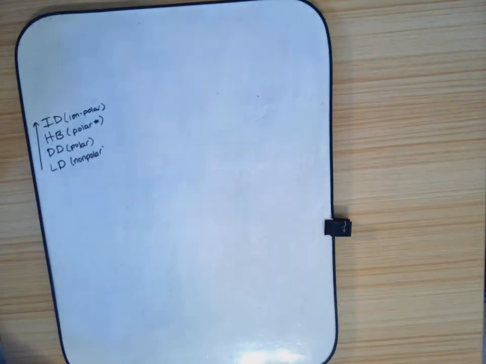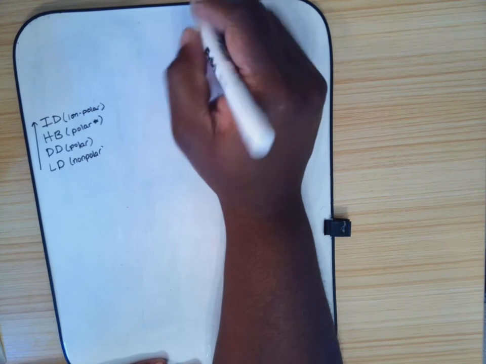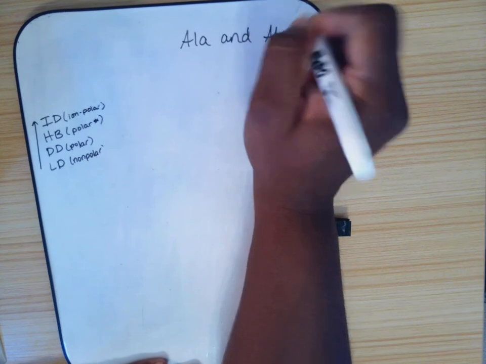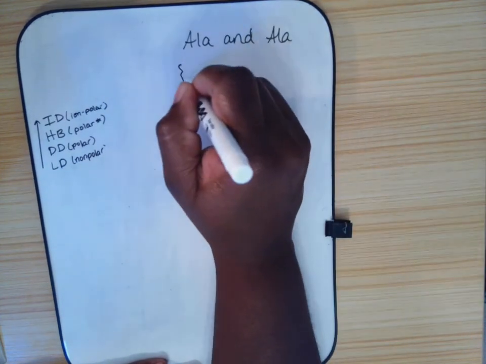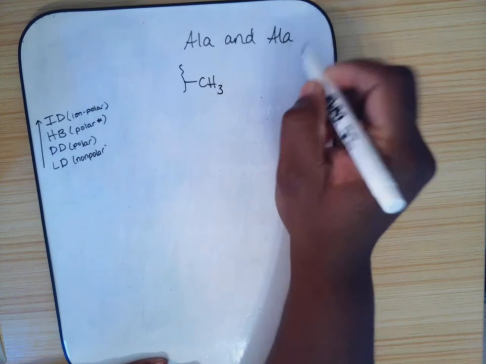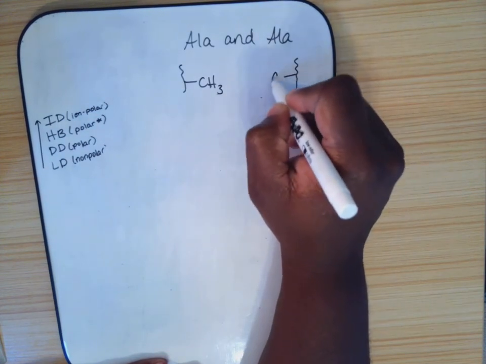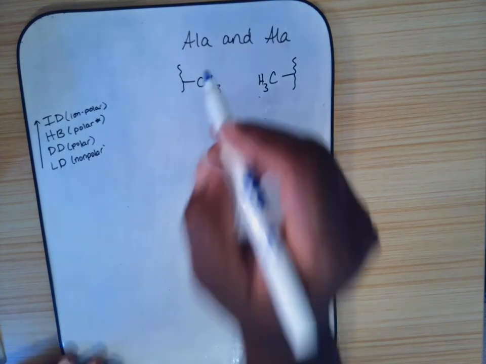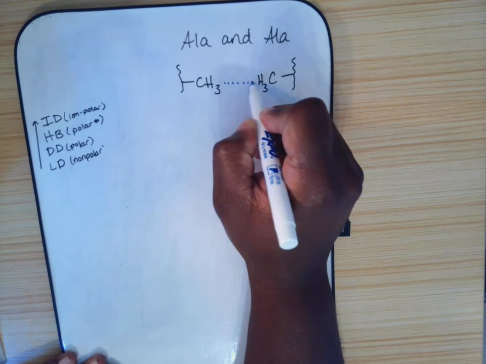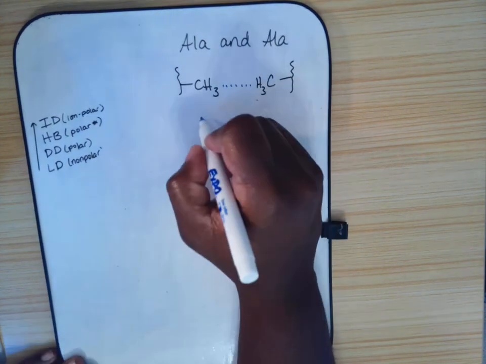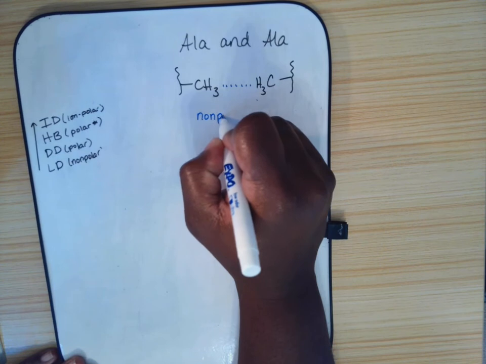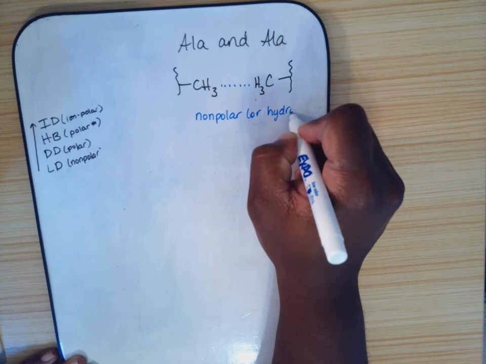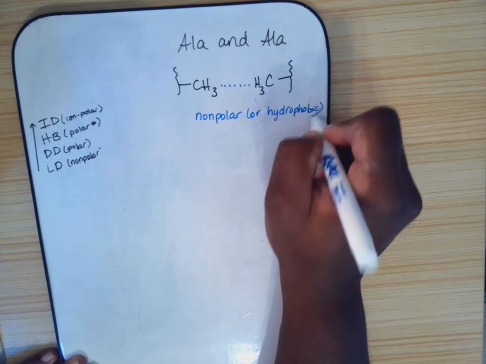So let's say we were now looking at the interaction between, let me just say, alanine and another alanine. So alanine simply has a CH3. Both of these are nonpolar. So if we look at the interaction between them, we simply have that nonpolar or hydrophobic, whichever one you want to call it. They basically mean the same thing. Interaction.